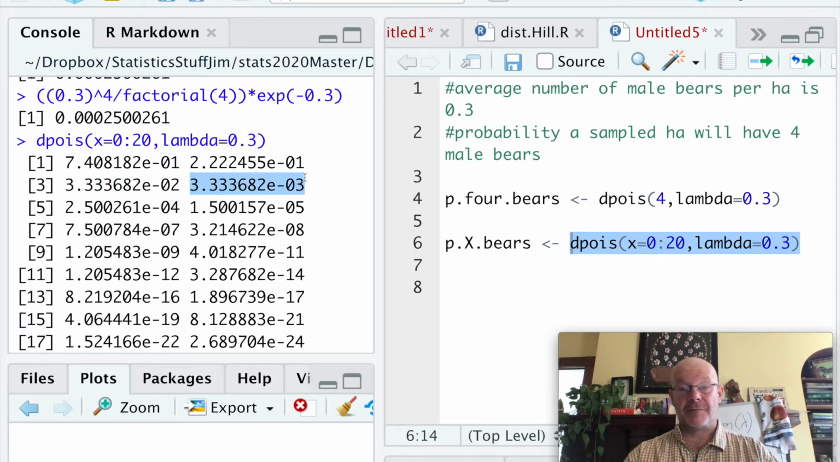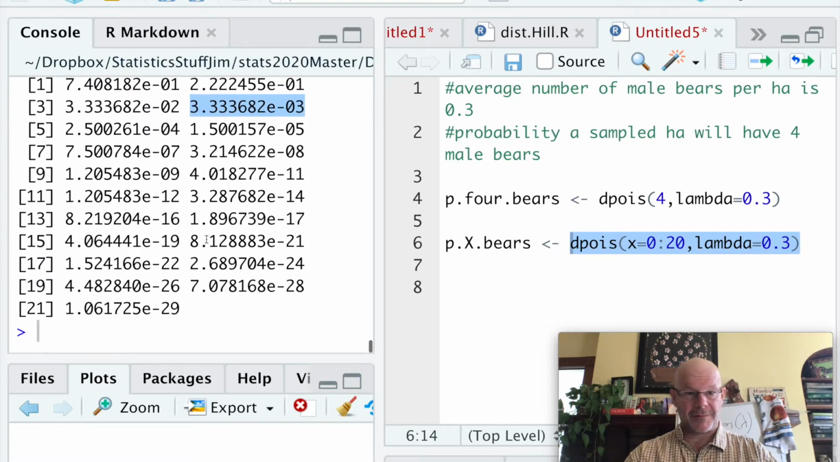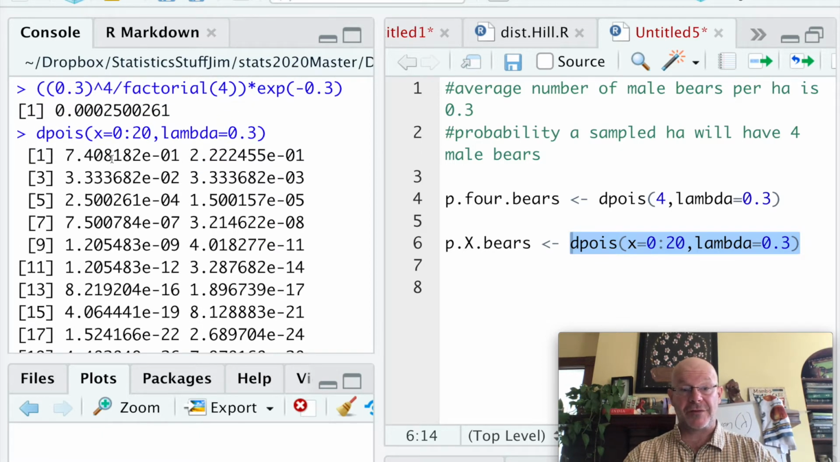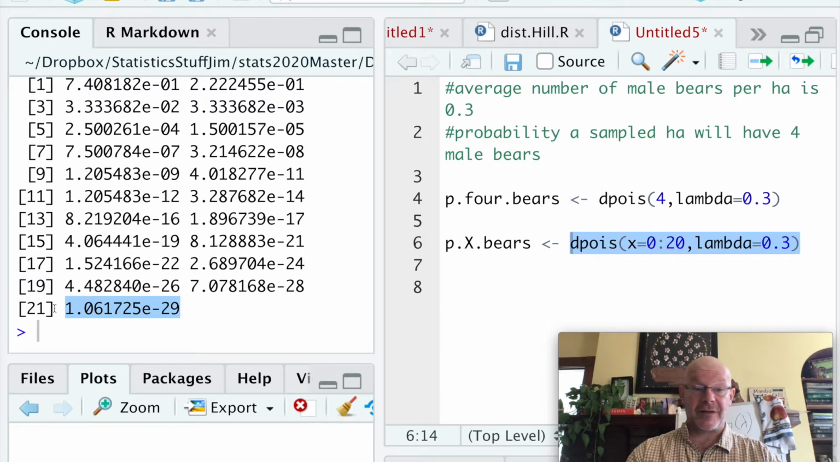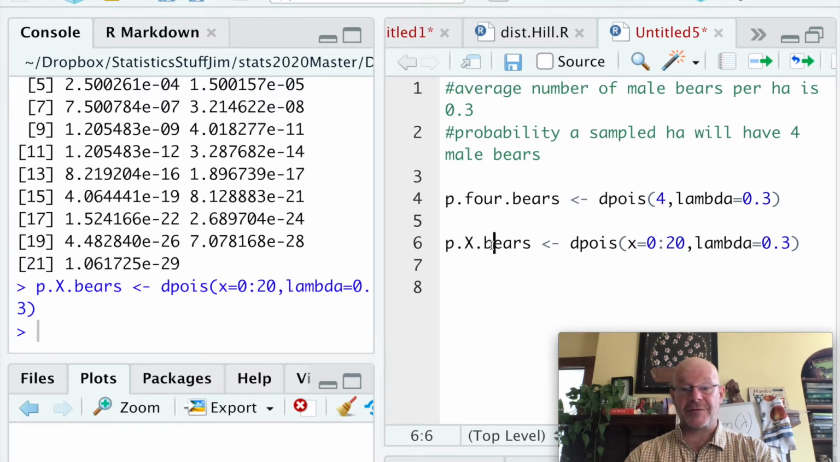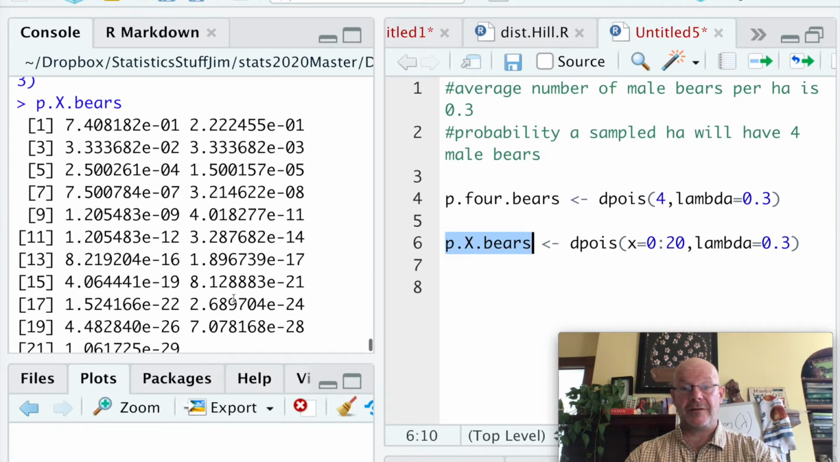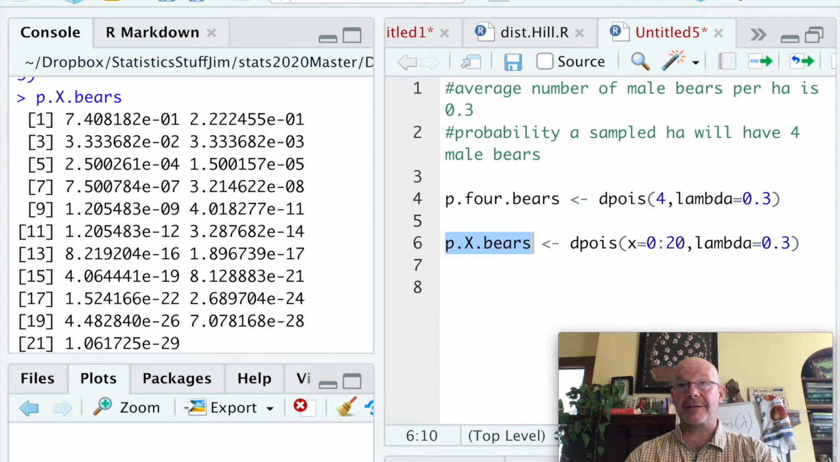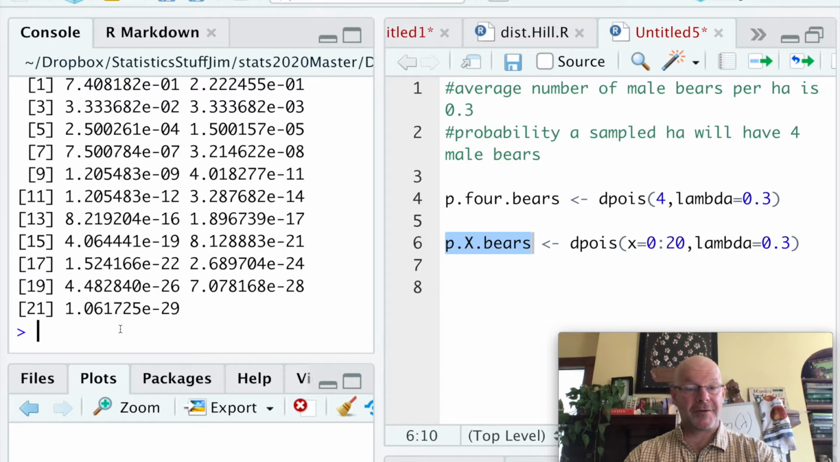And then 0.3% of the time you expect to see four bears, and so on and so forth, all the way up to this, which is the probability that you would see 20 bears. Again, just like the binomial, there are 21 possibilities with 20, because there's a chance you'll see 0 bears as well as a chance that you'll see 20 bears. So I will create this object called px bears, and it's going to be that vector. And then I can plot what the probability mass function looks like for our particular scenario.